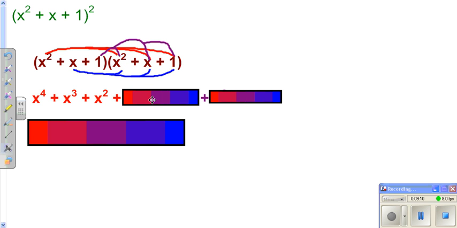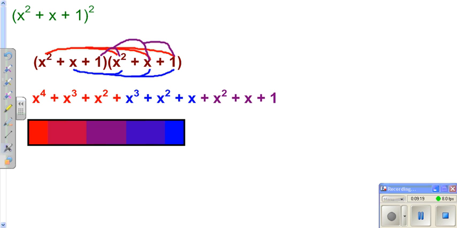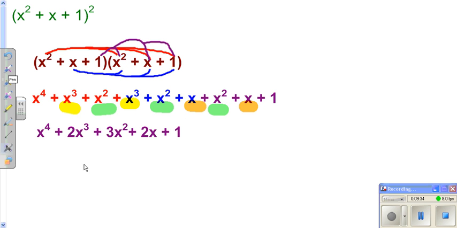Now you got to come back, take the x here times your x squared, your x and your 1. Then you got to come along and take your 1 times your x squared, your 1 times your x, and your 1 times your 1. Then just go ahead and collect your like terms. Here you have a cubed. Here you have your squareds. Here you have your normal x's. You combine all those together that are like terms, and you get this.